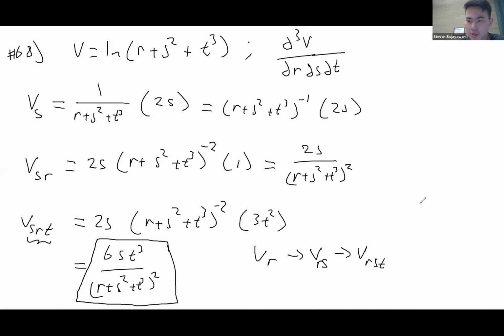All right, so if there are no other questions, I'm going to move on to 14.4. Perfect. So 14.4 introduces us to the idea of tangent planes. So 14.4 is tangent planes.